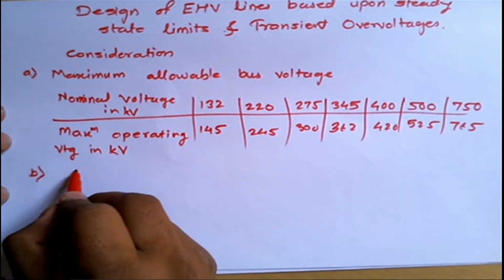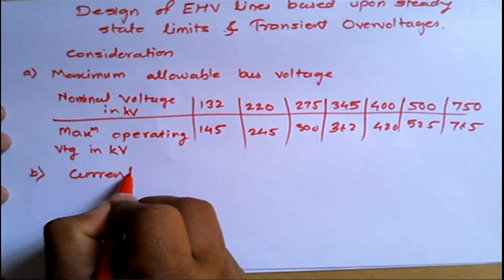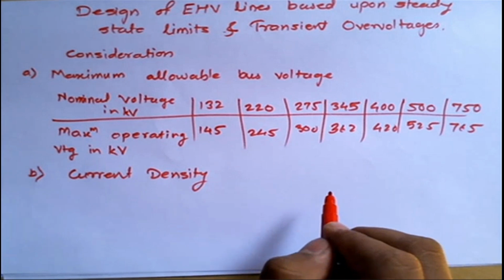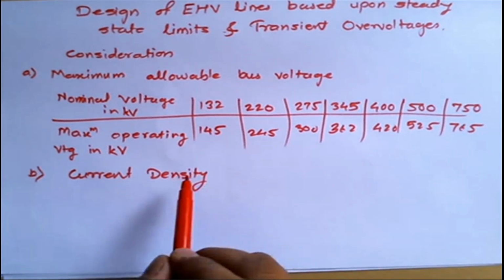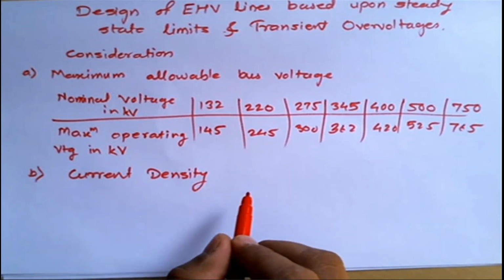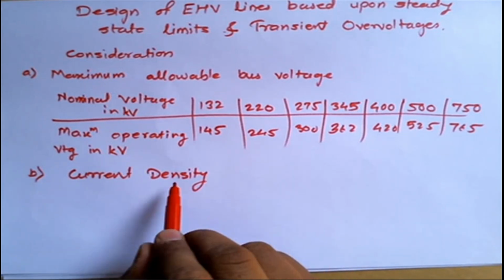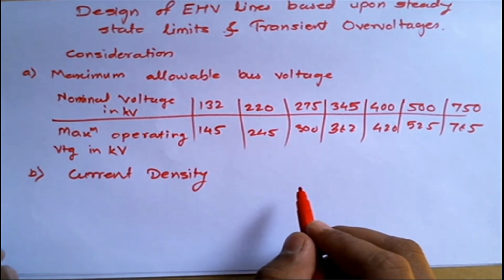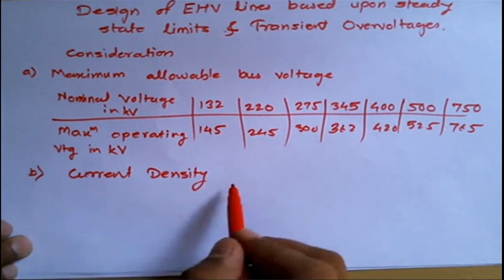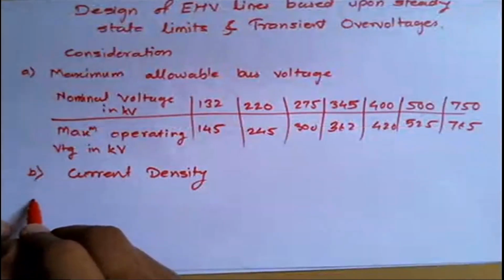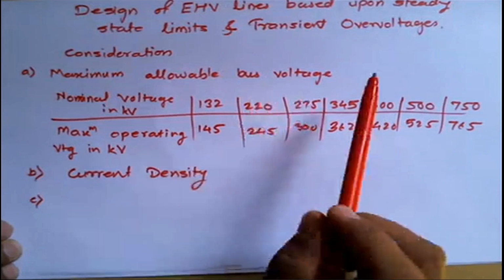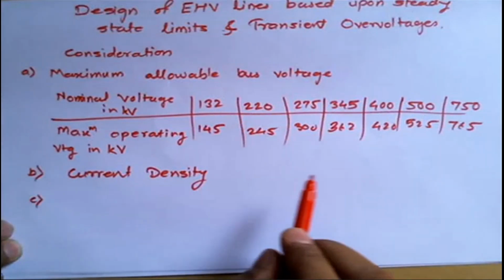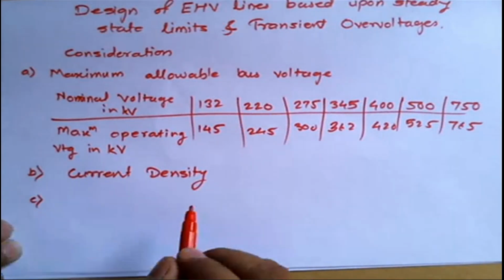What is second? Current density. If we consider a particular conductor, its cross-sectional area depends on current density, right? So while selecting the conductor, we have to consider current density as well as the temperature rise at that location, and accordingly select the current density so that the steady state limit for design of EHV AC line is achieved.